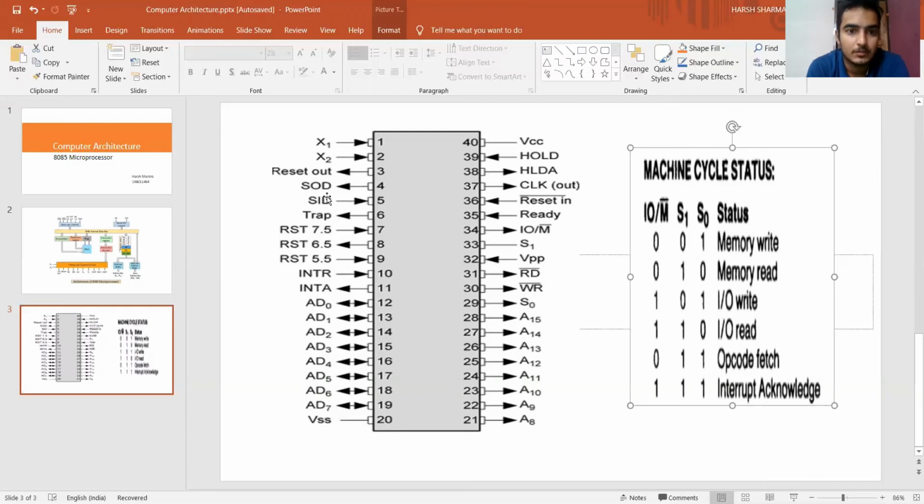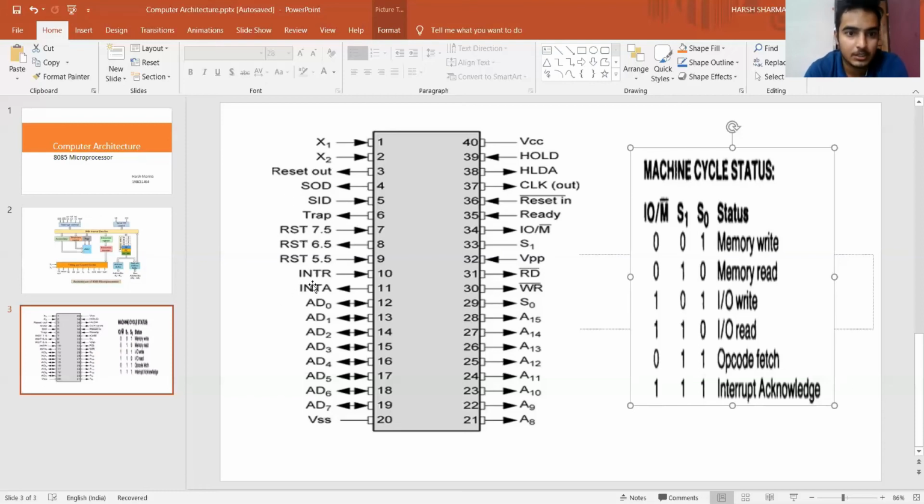Now let us discuss SID and SOD. SID stands for serial input data. When we give input to the microprocessor, the input is taken serially, like 0, 1, 2, 3. In the same way, when we take data out of the microprocessor, the data is taken out serially. That is SOD, and the full form of SOD is serial output data. The data comes serially, one by one.